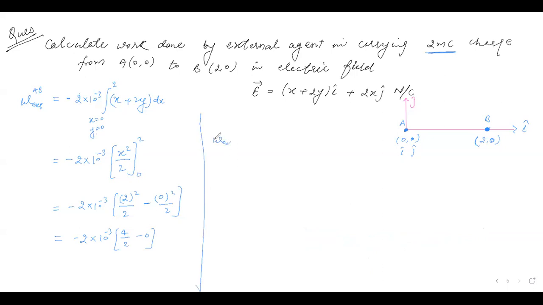And now, W external from A to B is minus of 2 into 10 raised to the power minus 3, 4 over 2 is 2 only. You get minus of 4 into 10 raised to the power minus 3. This is your external work done from A to B. This is your final answer.